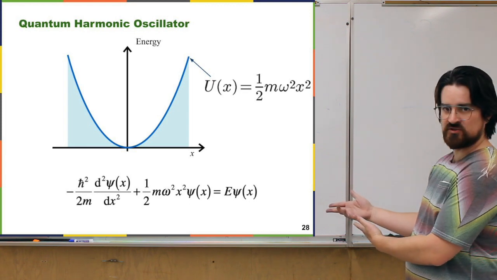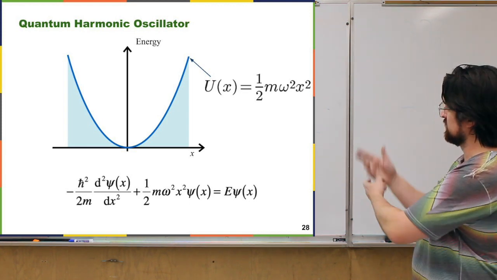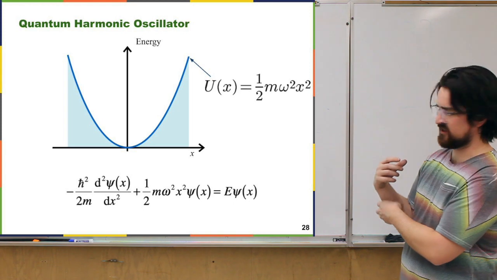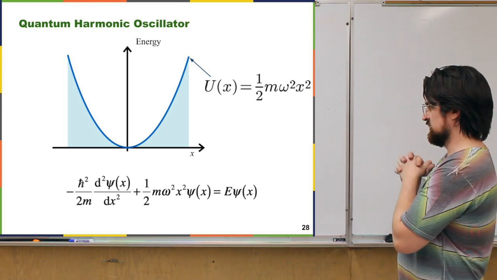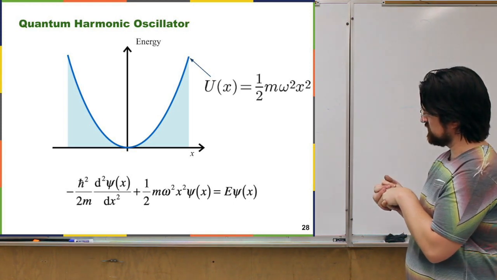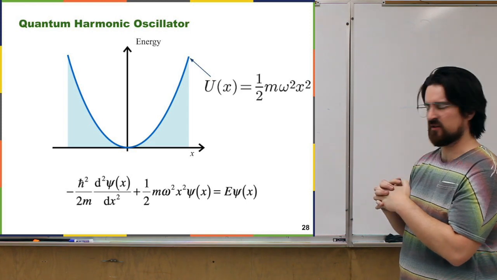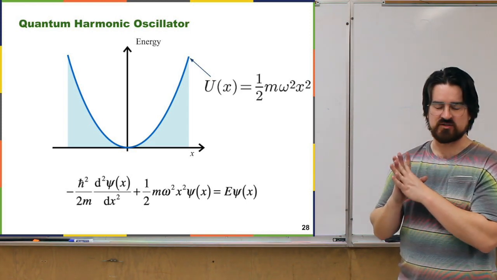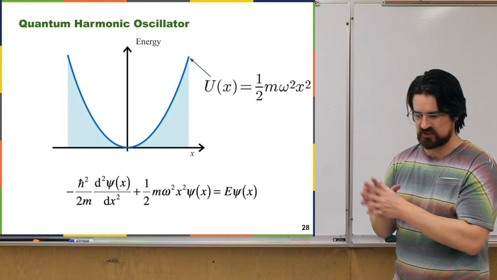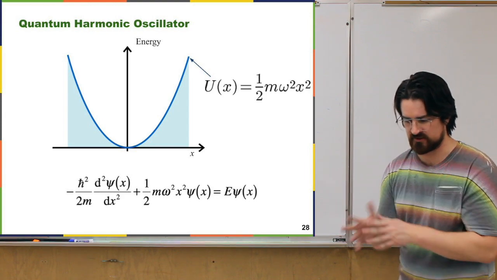Now we do have a potential term. It's not zero. It looks like that, and so it multiplies psi. So this is a second order linear differential equation. I'm not even sure off the top of my head. Solving it right now is beyond this course. We don't need to solve it, so I'm just going to give you the solution. We're going to talk a little bit about it.